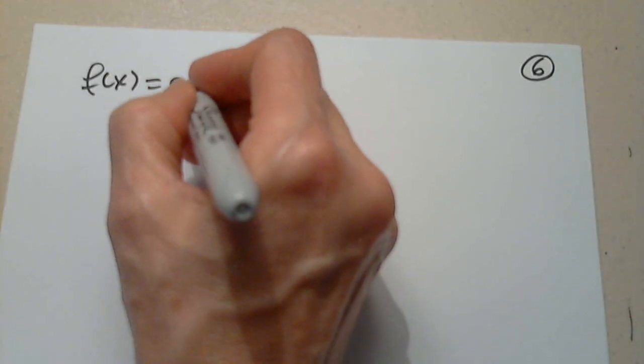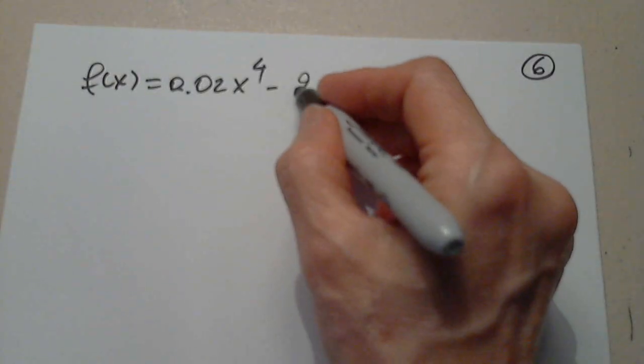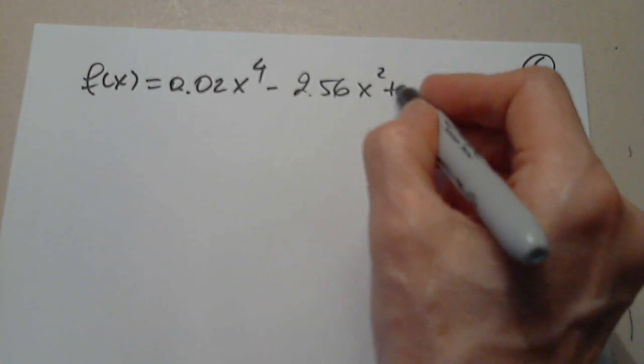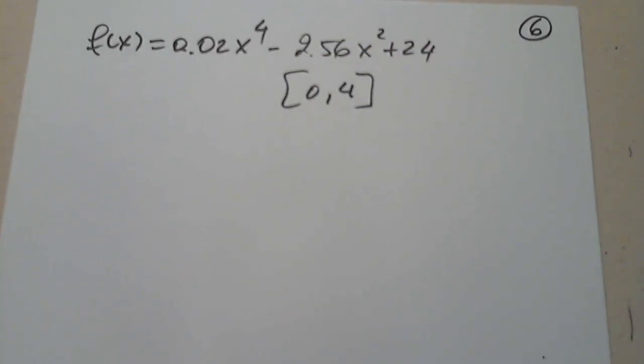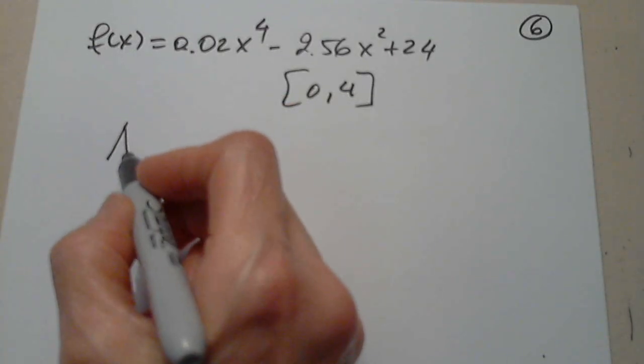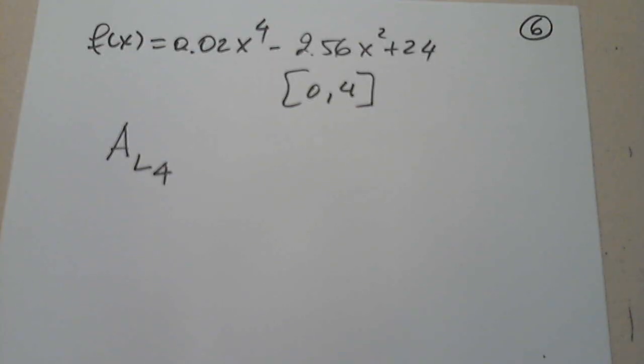So the function is f of x equals 0.02 x to the fourth minus 2.56 x squared plus 24. The interval is 0, 4. And they want us to find the area with 4 subintervals, left endpoint with 4 subintervals.